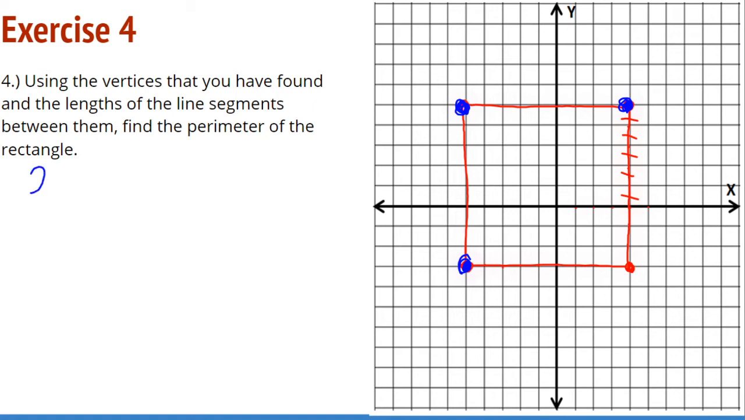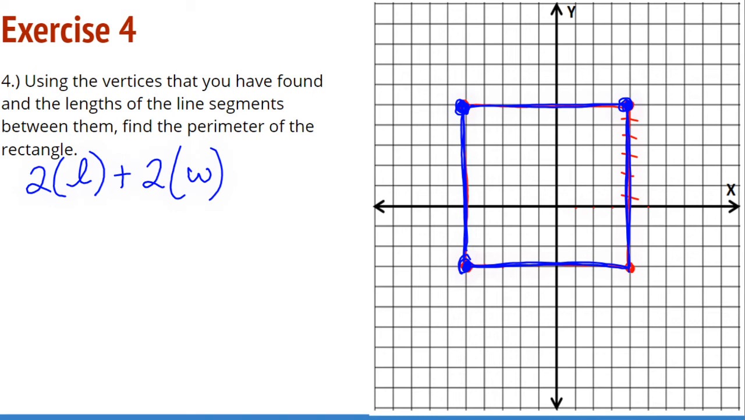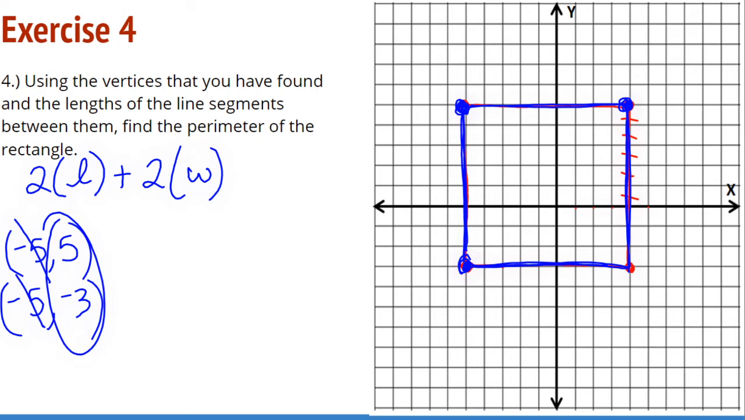Because the perimeter is 2 times the length plus 2 times the width. So this side here is the same length as this side, so I can find one of them and double it. And this side here is the same as this side here, so I can find one of those two and double it and combine them together. So I've got my -5, 5, and my -5, -3. And if I can find their distance, see, this is a vertical line. I've got the absolute value of 5 and -3, which is 3. That side is 8. The two sides together, so if this is 8, this is 8. So I have a 16 there.